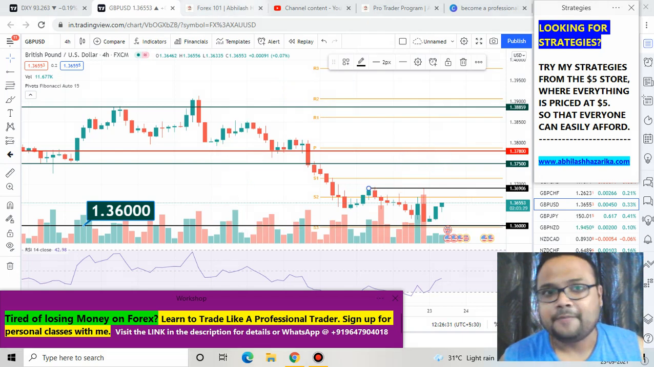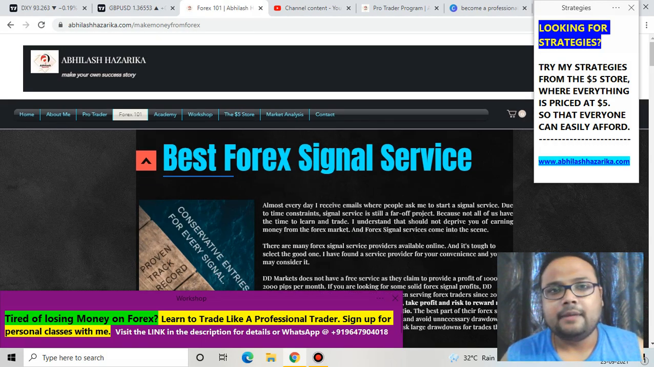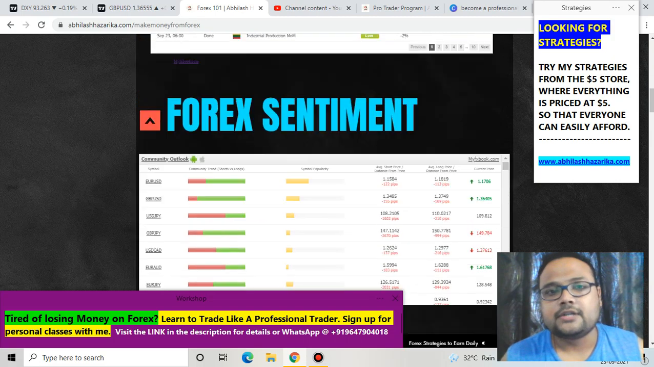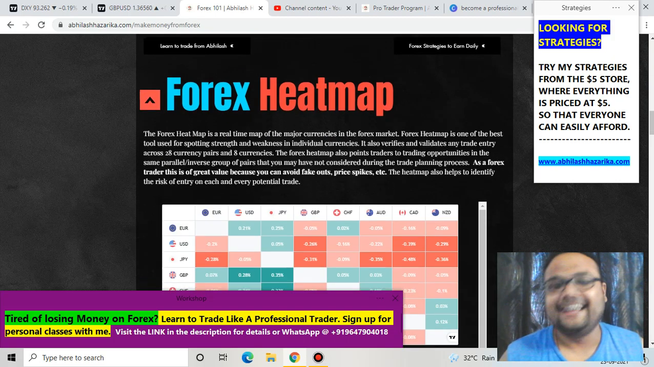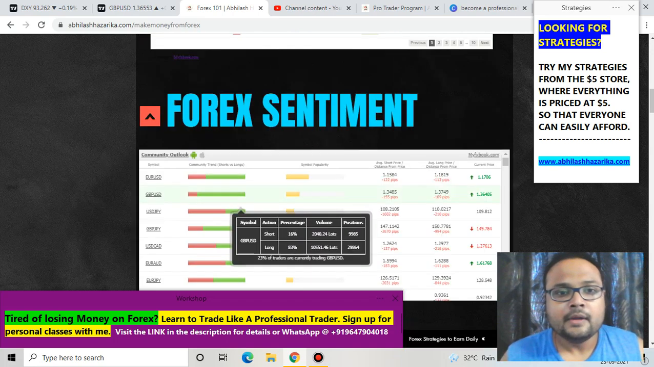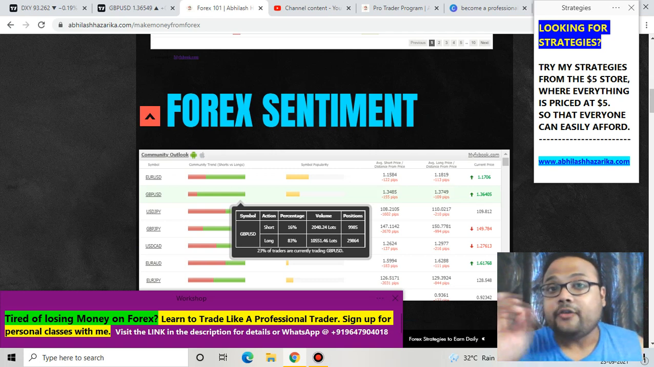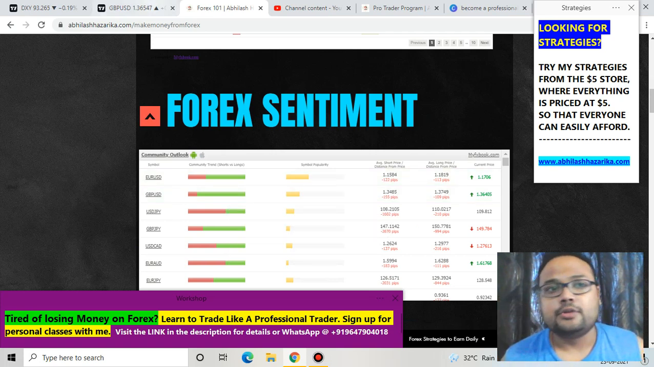That's it. And if you look at the Forex sentiment meter here, this is the Forex sentiment meter, my dear friends. You'll find the Forex sentiment meter on my website avilashhazarika.com under Forex 101 section. Yes, I have changed the color of my website. In the Forex sentiment meter, you can see that 16% retail traders have taken short position, and 83% retail traders have taken long position.